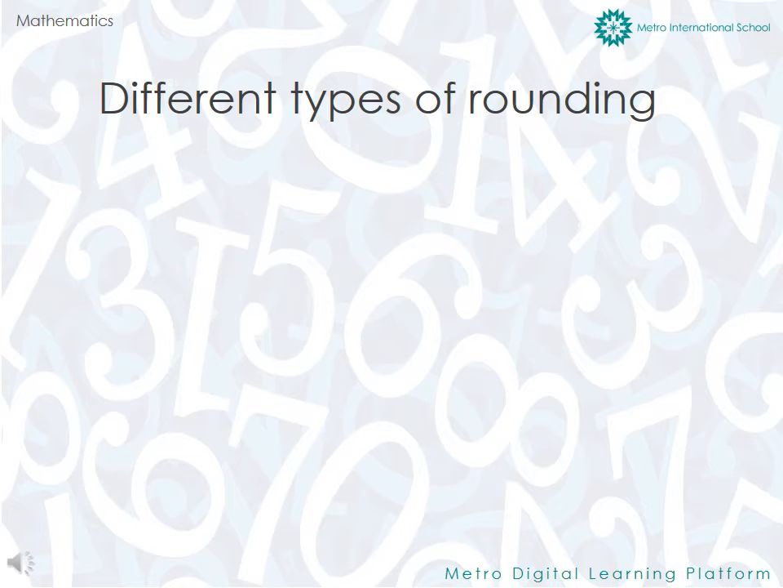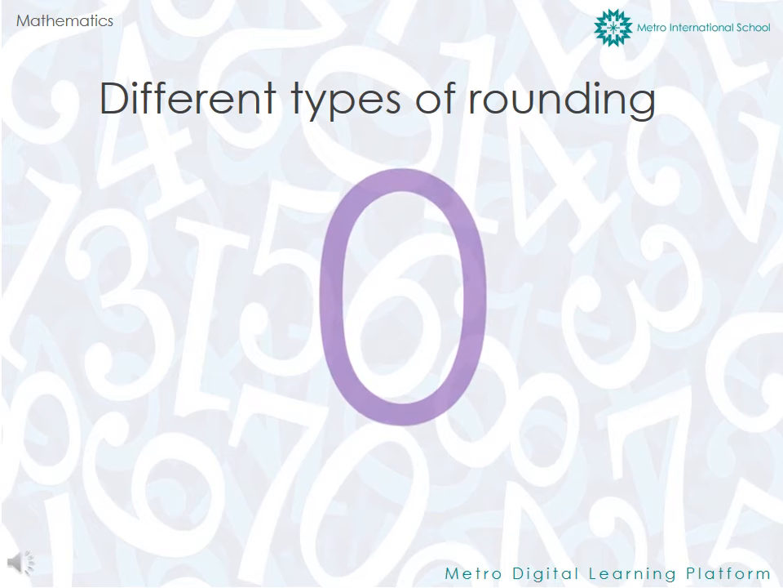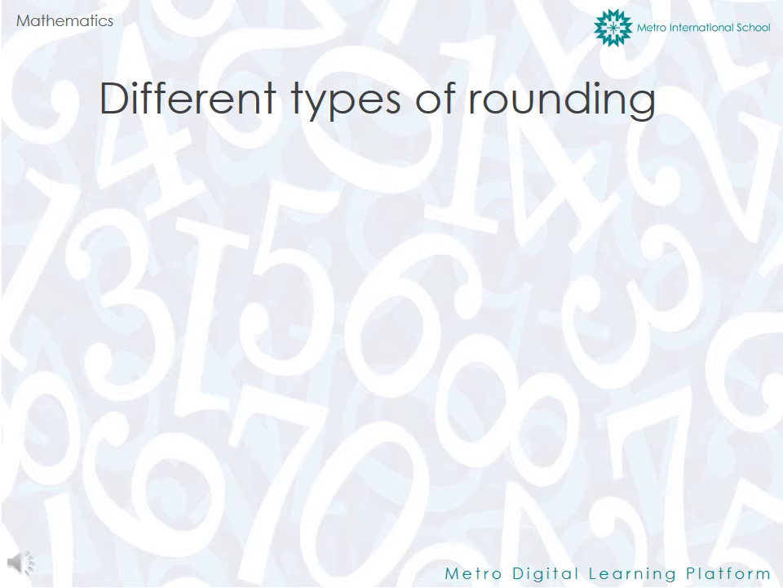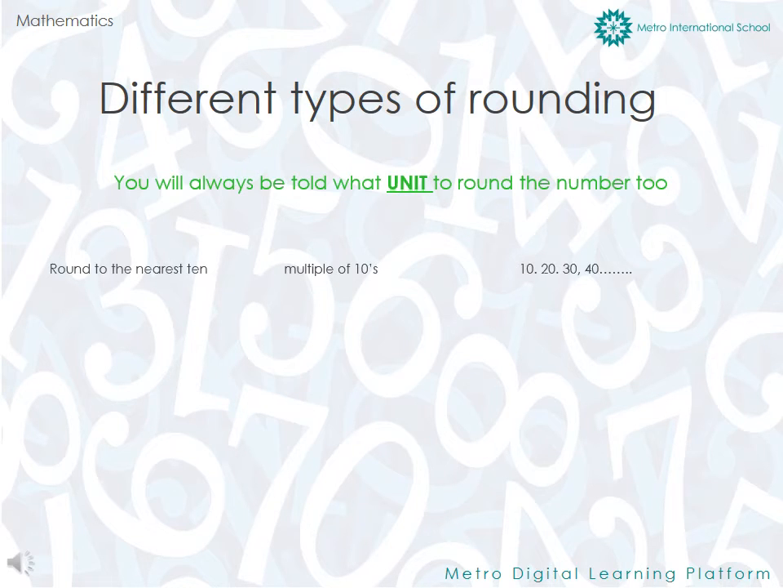As we discussed, a round number always has a 0 at the end. And when you are rounding a number, you will always be asked to round it to a multiple of tens, hundreds, thousands, and so on. So, here are a few of the common types of rounding you will be expected to be able to do in school. If you are asked to round to the nearest 10, the number you have rounded will always be in multiples of tens. If you are asked to round to the nearest 100, the number you have rounded will always be in multiples of hundreds.